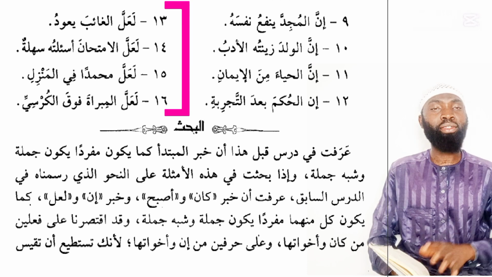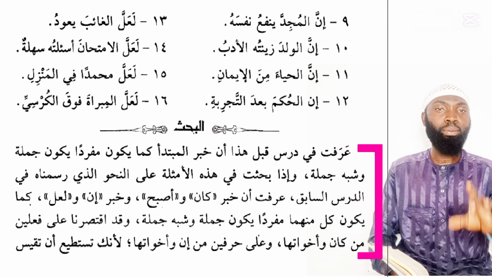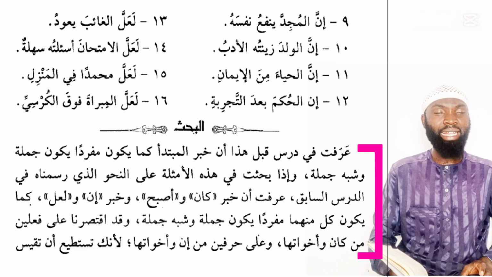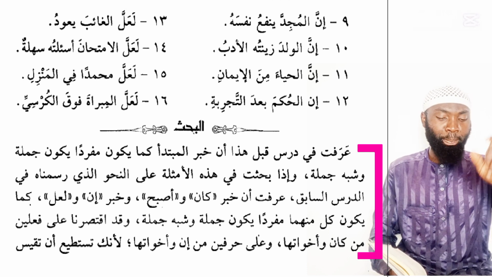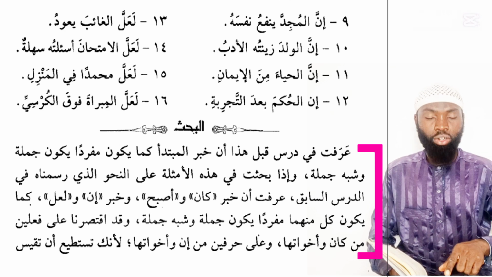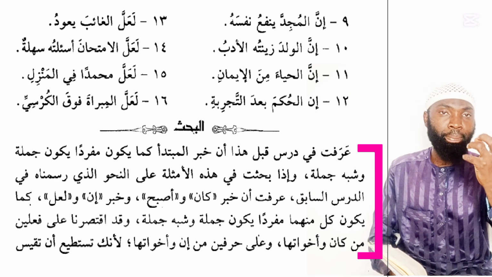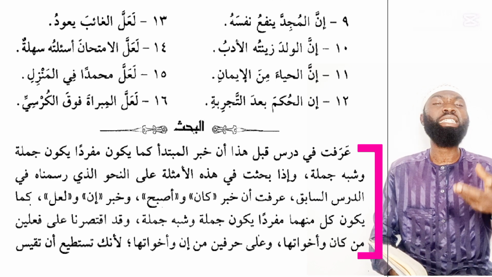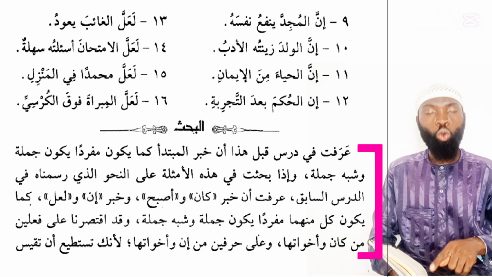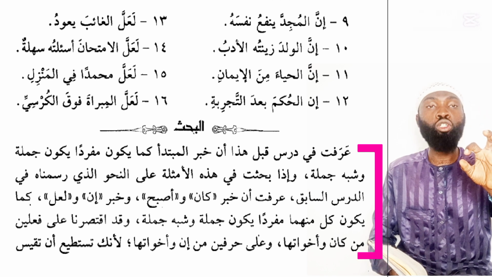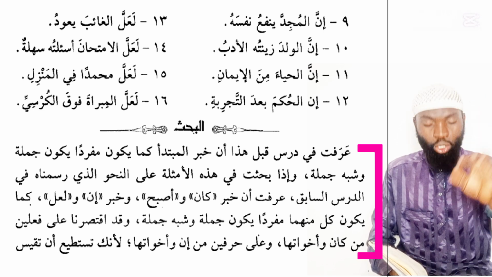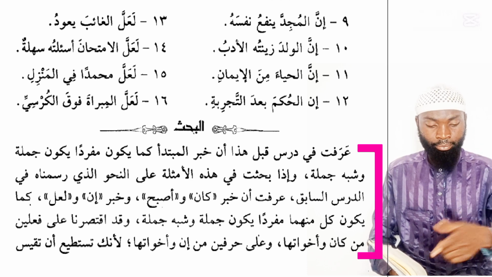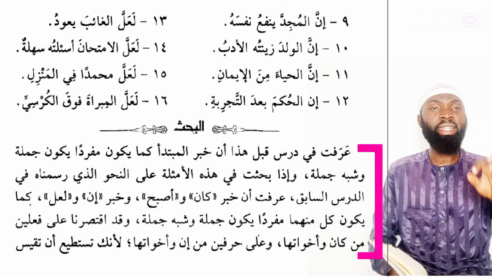Now let's come to al-bahthu, research and explanation given by the writer of this book. He says, Arafta fi darisin qabla hadha. You know from the previous lesson that the khabar al-mubtada, the predicate of a noun, just as it could be a single word, it could also be a sentence, or look like a sentence. Wa idha bahathta fi hadhihi al-amthilati.